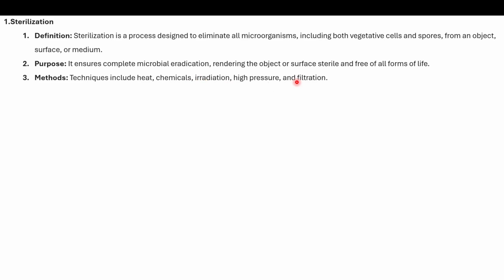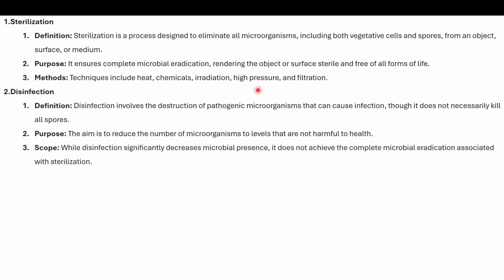We talked about filter sterilization using membranes with 0.2 micron or 0.45 micron pore sizes, etc. So it can be filter sterilization, or high pressure sterilization, what we see in autoclaves, right? Heat as well. This is moist sterilization, and there is dry sterilization as well, in ovens, etc., at high temperatures.